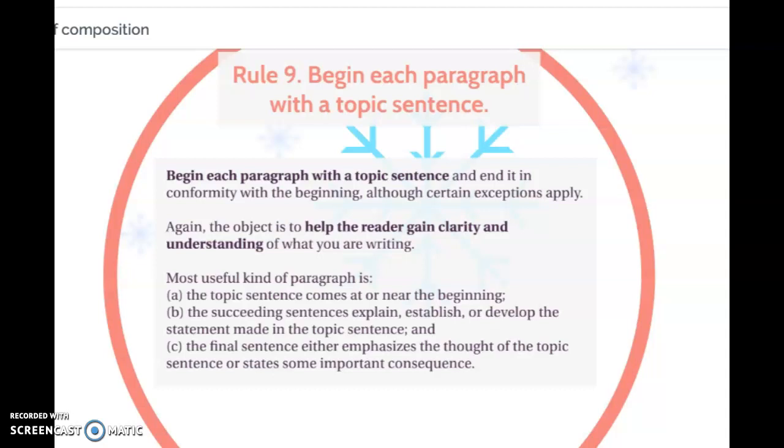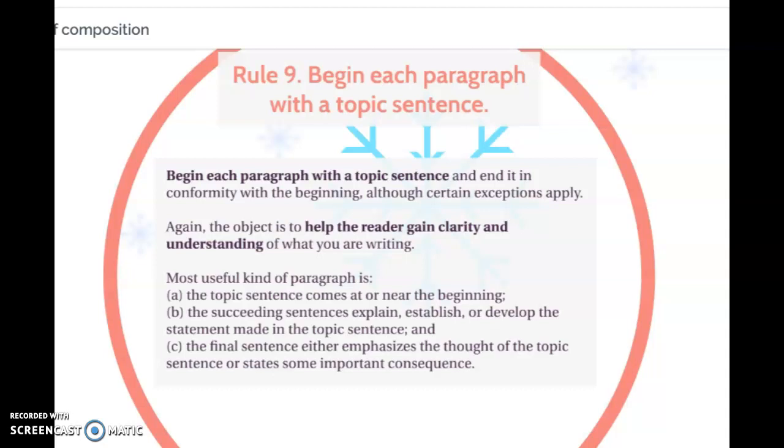Okay? So the paragraph is going to begin with that topic sentence. Costa Rica has the greatest natural beauties that most tourists enjoy, for example. And you are going to end in conformity with the beginning, okay? The object is to help the reader gain clarity and understanding of what you're writing, okay?